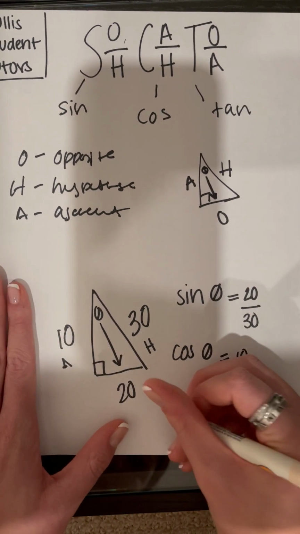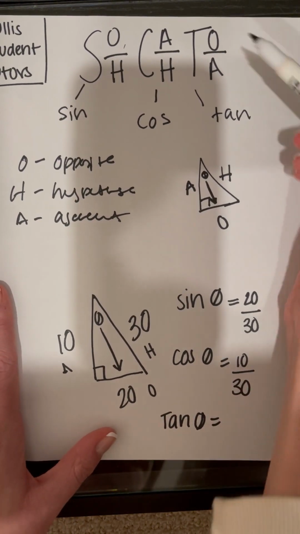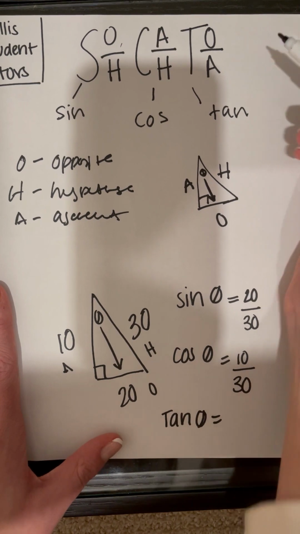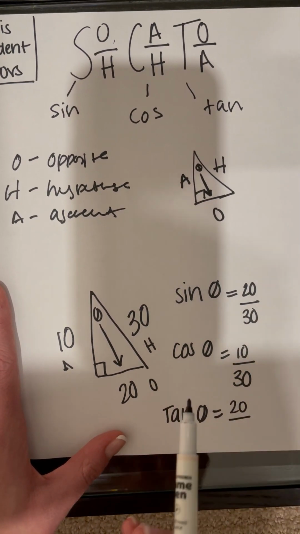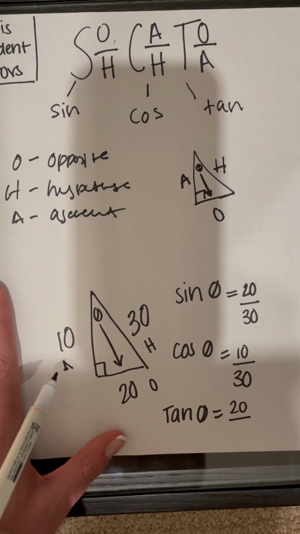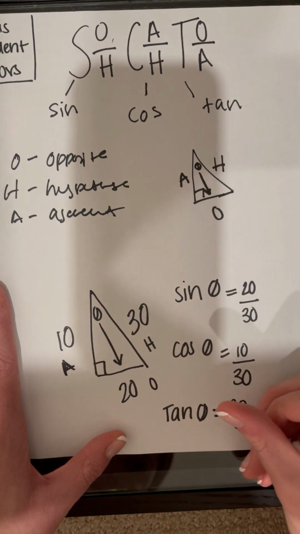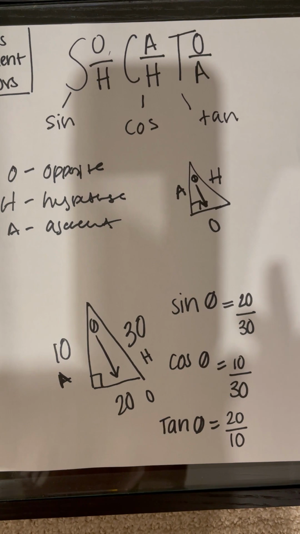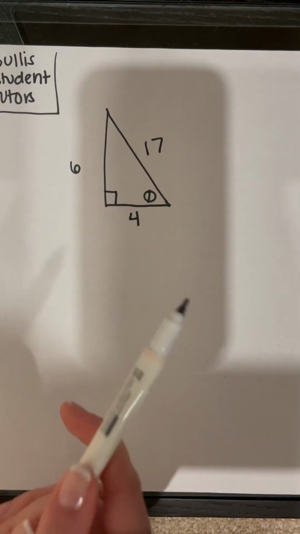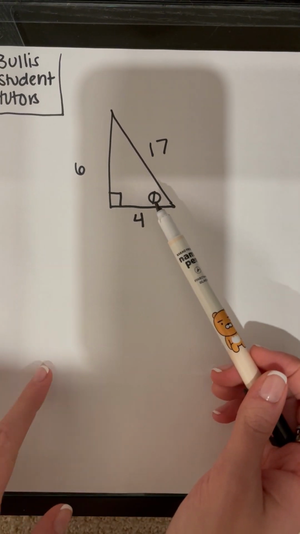Now we're going to do tangent. So let's do tangent of angle theta. And tangent is opposite over adjacent. So this time we're going to take the opposite, which is 20, and put it over 10 because that is the adjacent side. So that is just a quick example, and now we're going to do another example that will be a little bit harder.